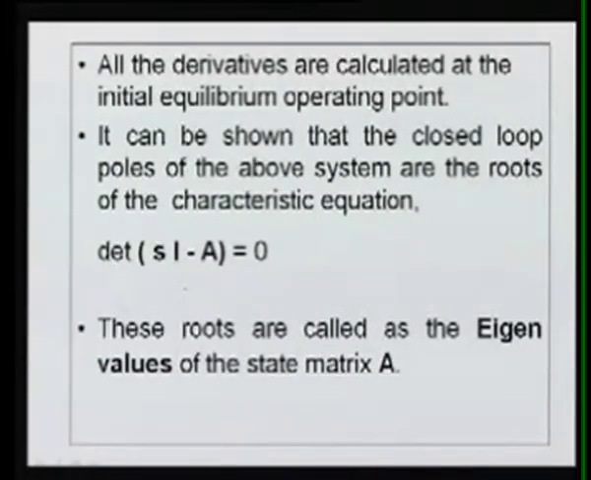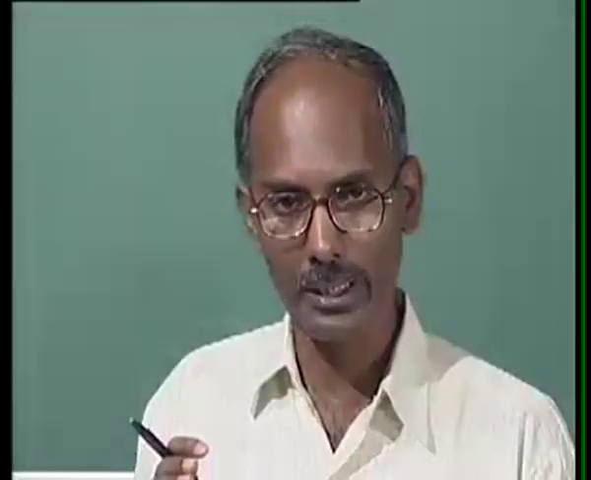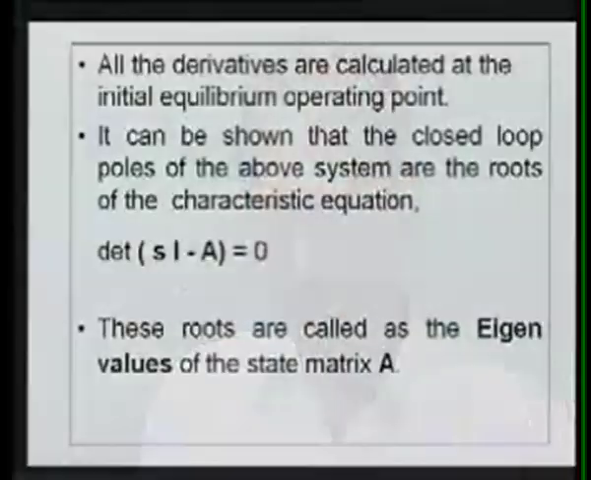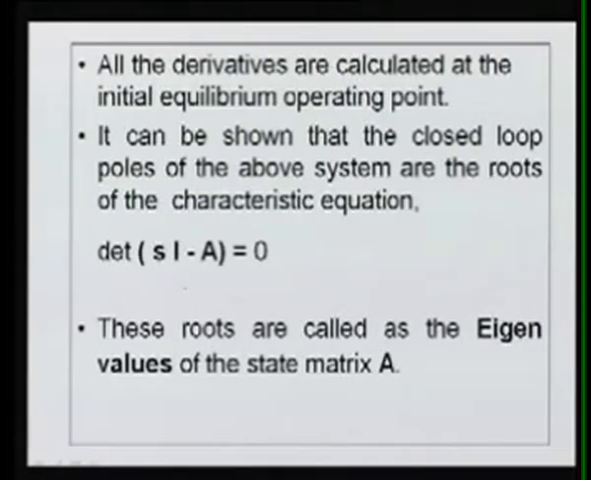So all the derivatives are calculated at the initial equilibrium point, that is, the df1 upon dx1 are calculated, and these are the values of A. The elements of A are constants. So they are calculated at a certain initial equilibrium point, and it can be shown that the closed loop poles of the above system are roots of the characteristic equation.